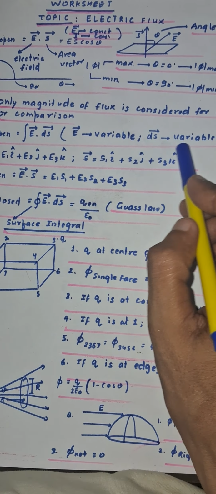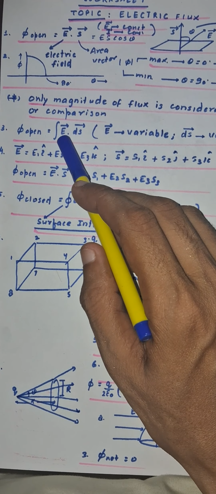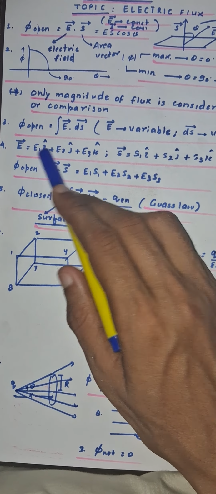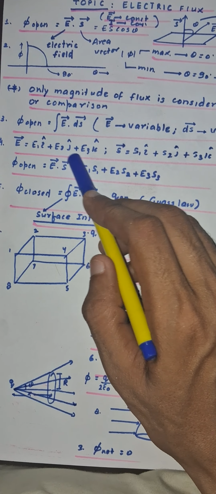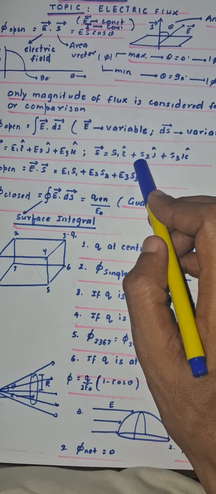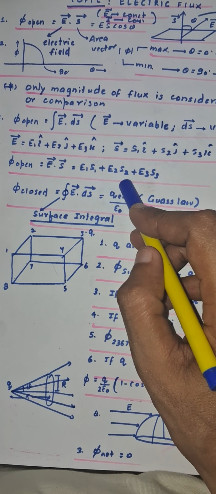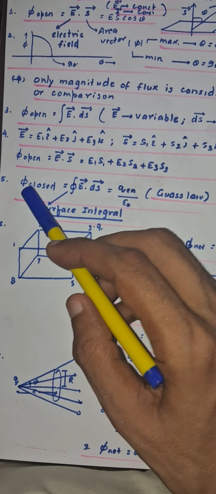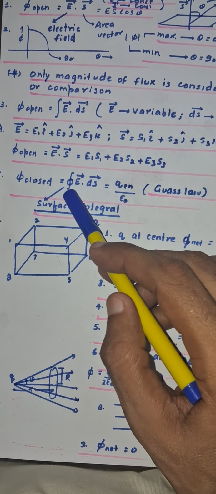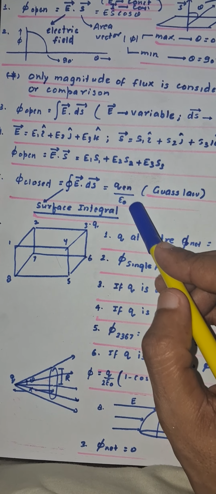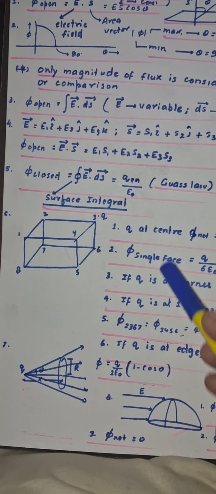Next, through an open surface, if electric field is variable or area vector is variable, we use integration of E dot dS to calculate the net flux. Next, if electric field is given in vector form as E1 i + E2 j + E3 k, and area vector is also given in vector form like S1 i + S2 j + S3 k, then E dot S is E1 S1 + E2 S2 + E3 S3. Then we have flux through a closed surface as the surface integral of E dot dS, which also equals Q enclosed by epsilon naught, and it is also called the Gauss law.